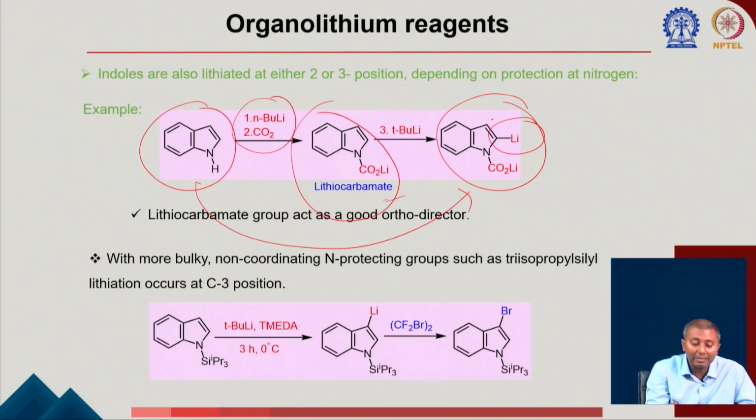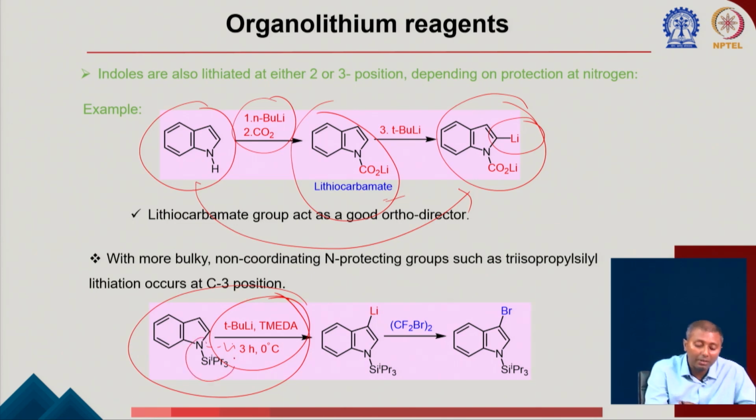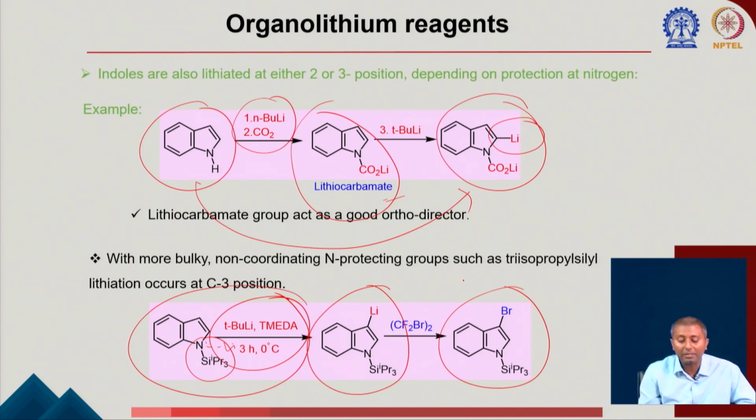So here you can see that, and then there is another important fact about indole: if you put a bulky group on the nitrogen, you are stopping the coordination of the lithium here, because once you have a bulkier group, the coordination will not be good enough, and you are using a tert-butyl lithium, a bulky lithium as well. So with a bulky lithium and a bulky protecting group on nitrogen, it will end up forming a lithium in this position, because you can see this is the next acidic proton, which can be brominated further.